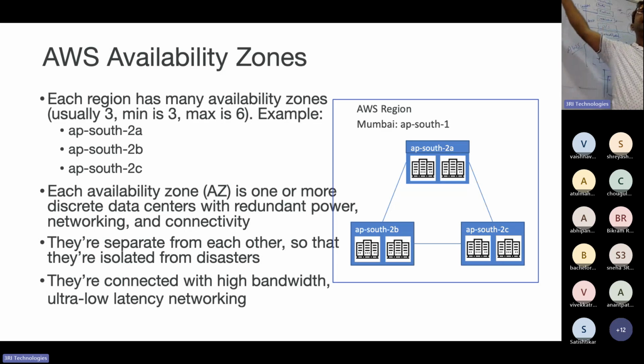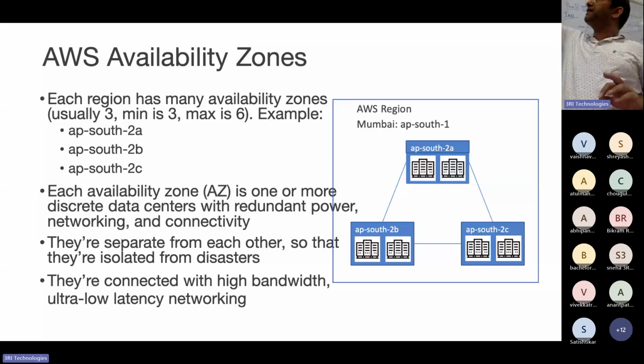So each region would have at least 3 availability zones. Why? Because if there are only 2 availability zones, the probability would be 50-50. If it is 3, the probability comes down to 33, and likewise. That means this is a kind of distributed computing. Cloud computing is a form of distributed computing. In distributed computing, you would have to have some kind of redundancy to serve the customers all the time. That is one of the basic tenets.